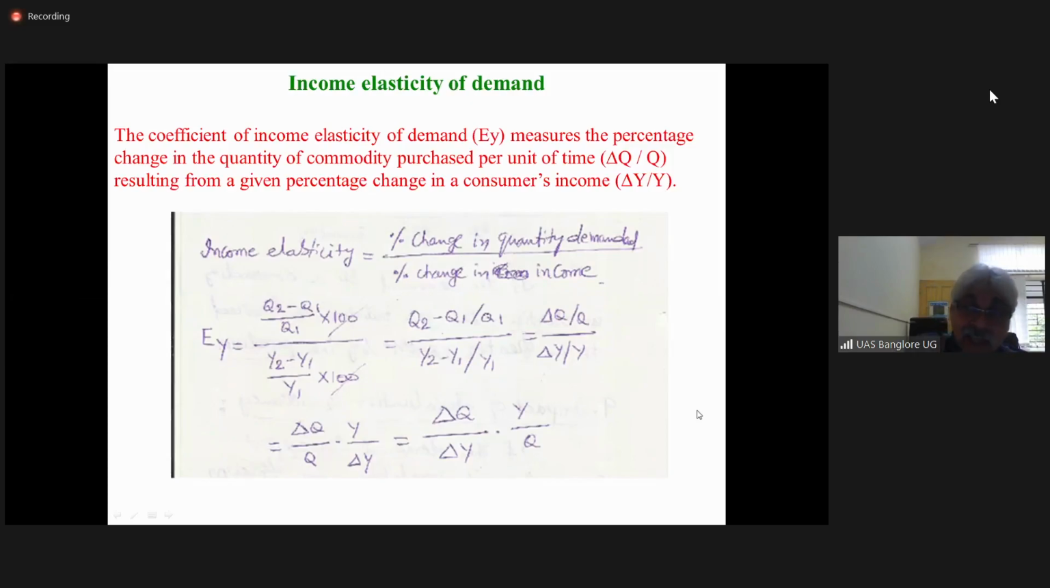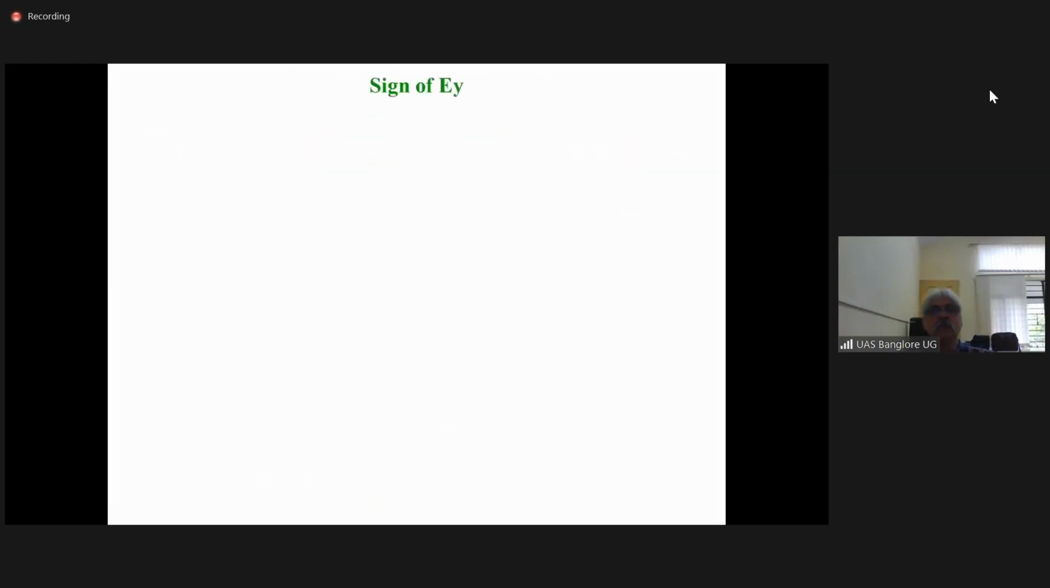But while explaining the price elasticity of demand, I repeatedly told you to ignore the sign. But when we discuss income elasticity, the sign becomes important. So here, in case of income elasticity of demand, we consider the sign. Okay, the sign of the coefficient of income elasticity.